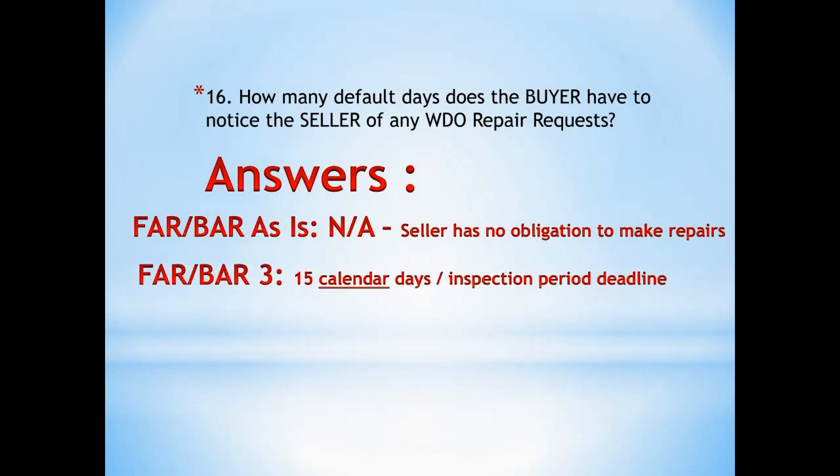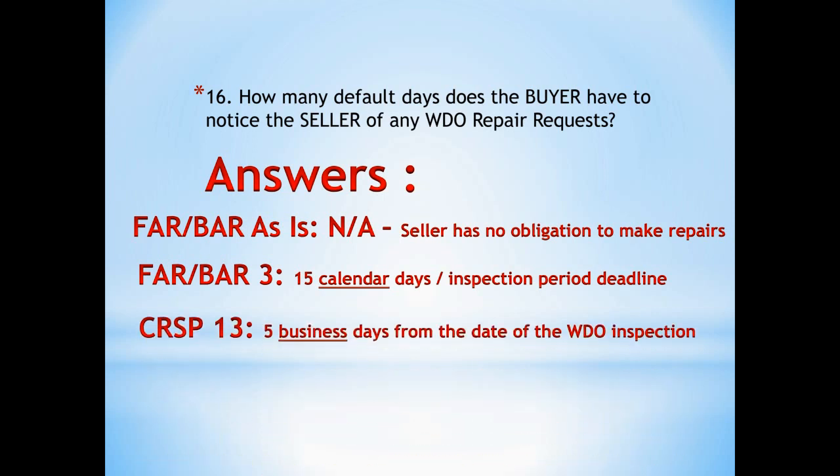Under FAR/BAR 4, they have 15 calendar days, i.e., again, the inspection period deadline. And the FAR/BAR 14 is 5 business days from the date of the WDO inspection. So that's a little bit different. So if the WDO inspection was done within 2 days of going under contract, then they have 5 business days from that date. If it was done at the end of the inspection period, they have 5 days from that date, okay, to notice the seller in writing of any repair request.